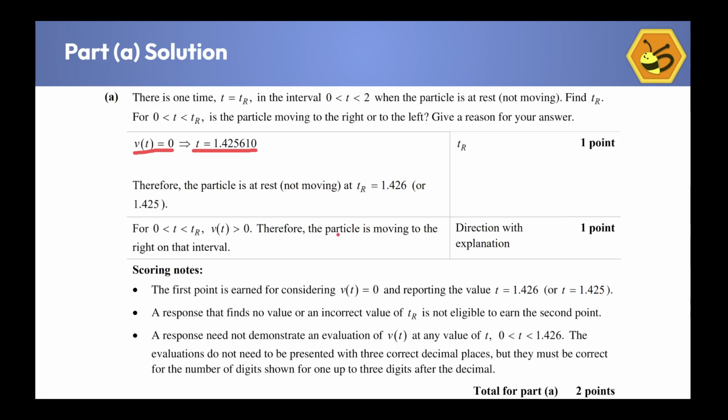And for the second point, you need to say that the particle is moving to the right, which is the direction. You also need to provide the explanation that the velocity is bigger than 0, or it is positive. So 1 point for the time when the particle is at rest, and 1 point for the direction, which is to the right, with explanation.